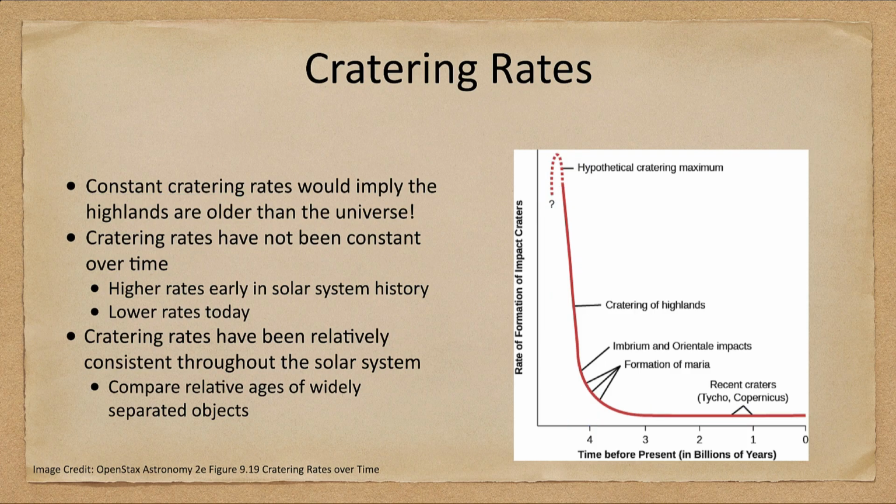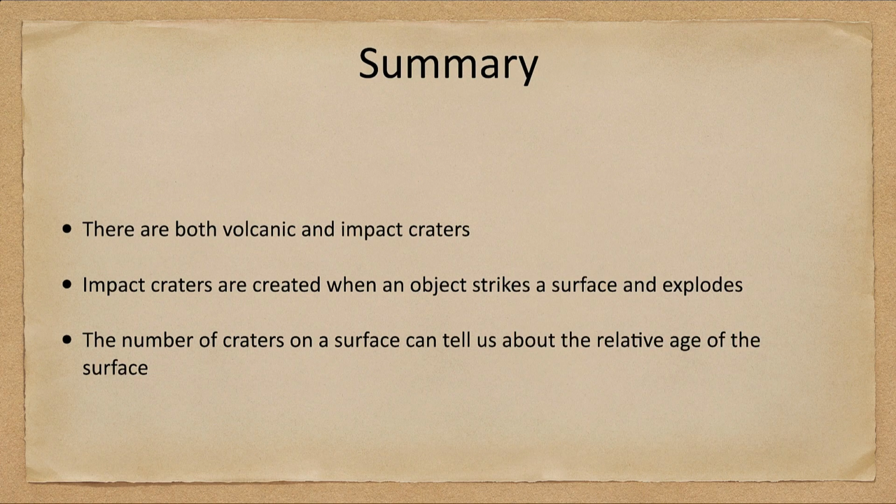So let's go ahead and finish up with the summary. We talked about volcanic and impact craters. Impact craters are created when an object strikes the surface and explodes. And the number of craters that we see on a given surface can tell us about the relative age of the surface. So we will use this when we get to other parts of the solar system, when we look at things like Mercury, Venus, Mars, and the moons of the outer solar system. We will come back to this to learn relative ages of the different surfaces in the solar system.